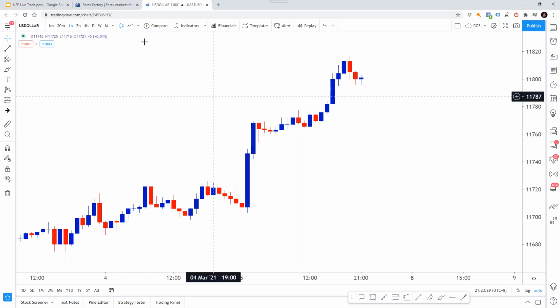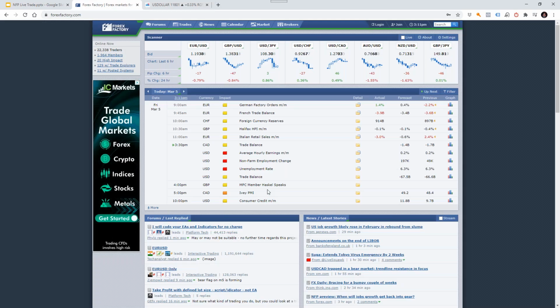Forex Factory is over here, and we can see the non-farm payroll here. We're looking at about 197,000, which is up from the previous month's 49,000. Unemployment rate 6.3%. For me, I don't think the unemployment rate is particularly important right now. I want to clarify exactly what I mean by not important. Of course, we want to see the unemployment rate moving down. Of course we do. Of course, we want to see the non-farm employment have good numbers.